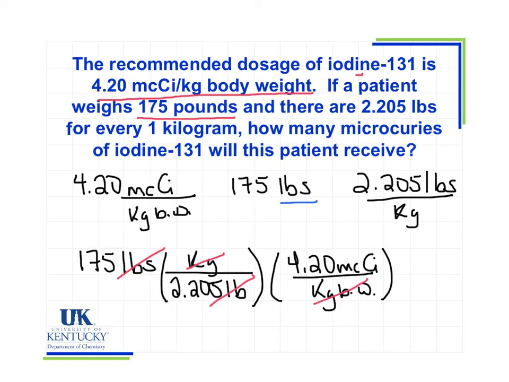So now I can go back and do my calculation. I have 175 times 4.20 divided by 2.205, and I get 333 microcuries.